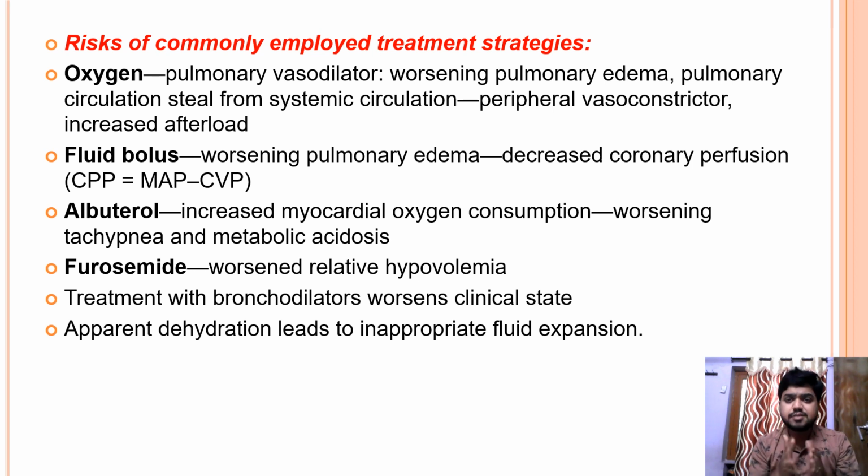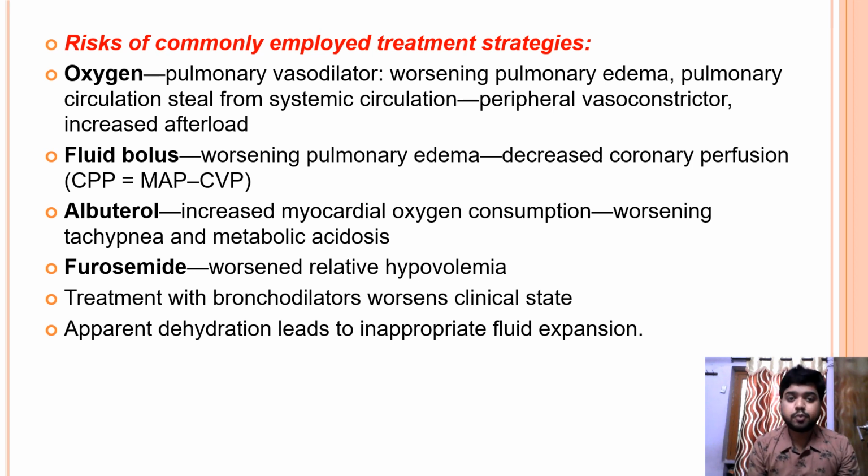Suppose the child is already in a QP more than QS situation, it worsens pulmonary edema because there is already fluid overload. Pulmonary circulation then opens up completely, so more left to right shunting happens. Ultimately, peripheral vasoconstriction and increased afterload occur. The child goes more into shock; shock is worsened. So always think of somebody deteriorating even with oxygen: is there an underlying cardiac cause?